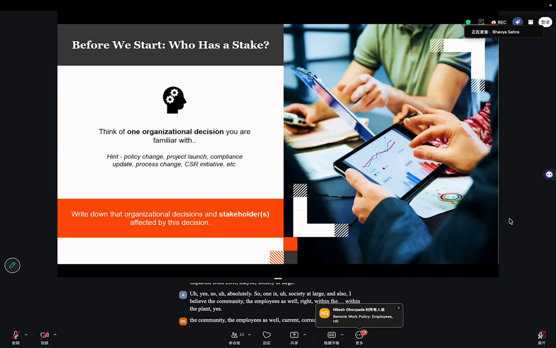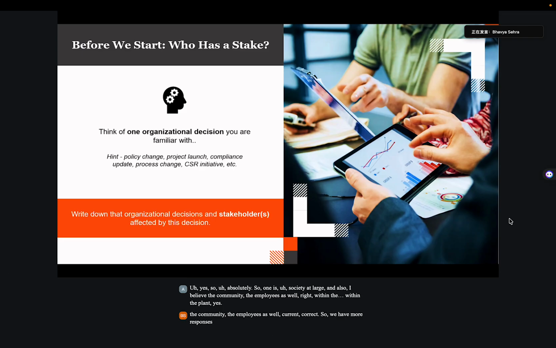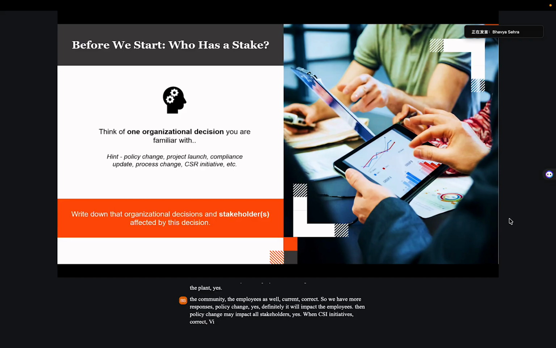So we have more responses. Policy change, yes, definitely it will impact the employees. Then policy change may impact all stakeholders, yes. Then CSR initiatives, correct, Vijay, it will impact society at large. Remote working policy, perfect, Nilesh, very nice. Yes, it will impact employees.